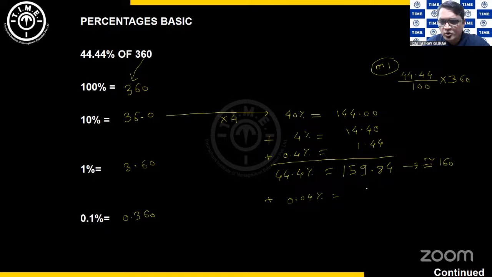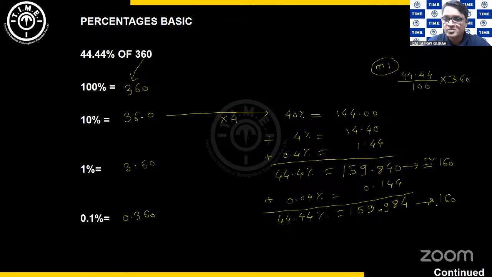So what is 0.04%? It will be 0.144. Add this number again. So 44.44%. If I add the number, this is 4, 8, 9, and this is 159. So if you understand, it's very, very close to 160. The round figure answer is 160 now.